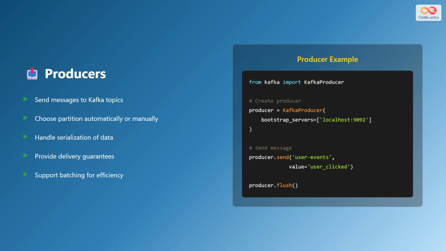Here's an example of how to create a producer and send a message using the Kafka Python library. First, import KafkaProducer from kafka. Then, create a producer instance, specifying the bootstrap servers. Finally, send a message to a topic, such as user events, with a value like user clicked, and remember to flush the producer to ensure the message is sent.